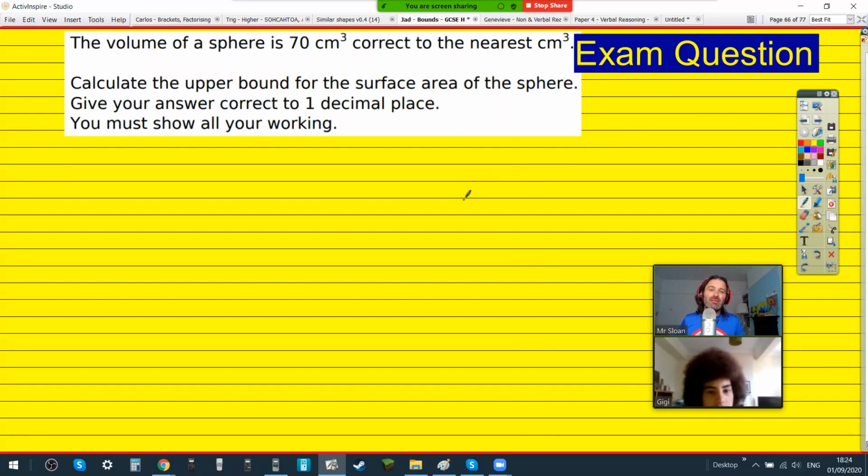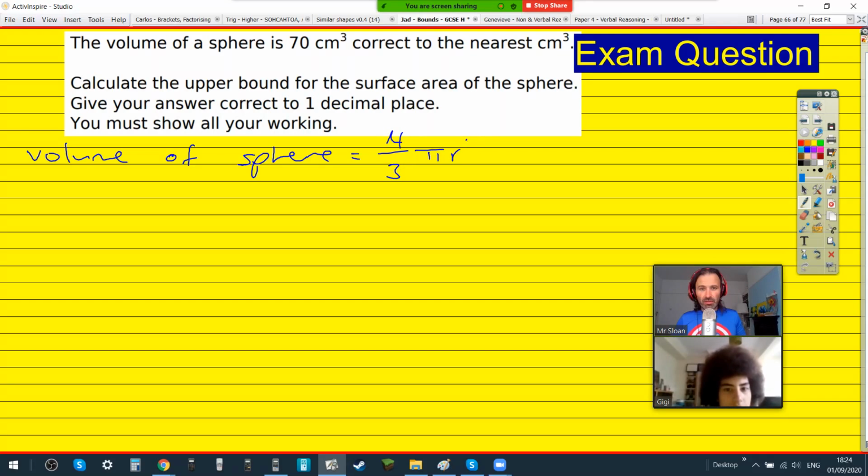Okay. Try this one. The volume of a sphere is 70 centimeters cubed. Calculate the upper bound for the surface area. So these are given to you: 4/3 pi r cubed and the surface area of a sphere. I think it's 4 pi r squared. Yep, 4 pi r squared.